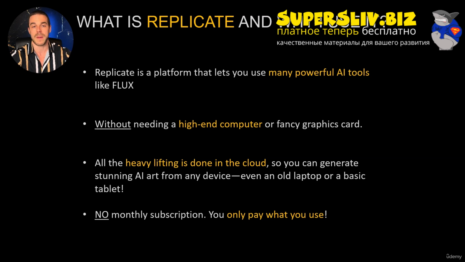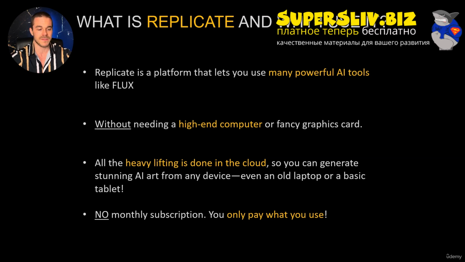And this is where Replicate comes into play, because the platform Replicate lets you use many AI models such as Flux on their cloud services, and that without needing a high-end computer or a fancy graphics card like an Nvidia graphics card. Whenever I hear Nvidia or stuff like that, I already skip that in my head, but with Replicate this is totally possible.